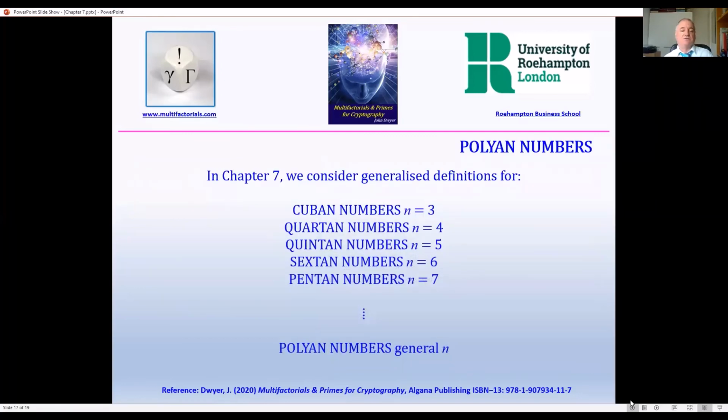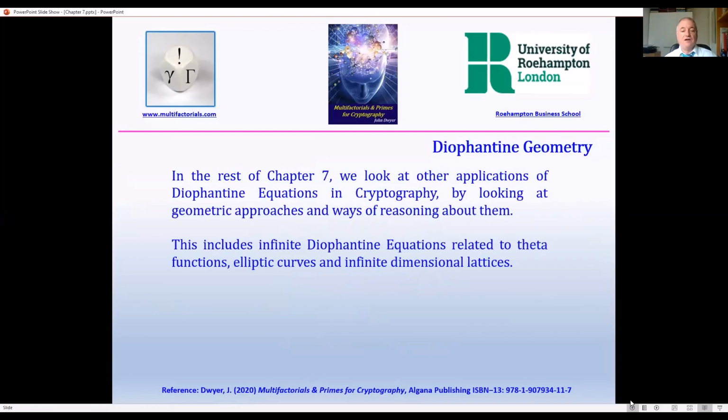In chapter 7, we'll look at various numbers which relate to this work: Cuban, Quartan, Quintan, Sextan, Pentan, until we get to the general Polyan numbers, which are the numbers that fill the lower triangular matrices that we've looked at for Fermat's theorem. The rest of the chapter, we'll look at applications of Diophantine equations in cryptography. In this case, we'll look at them geometrically, and we'll look at theta functions, elliptic curves, and infinite dimensional lattices, which takes us on to the next step in Diophantine geometry.